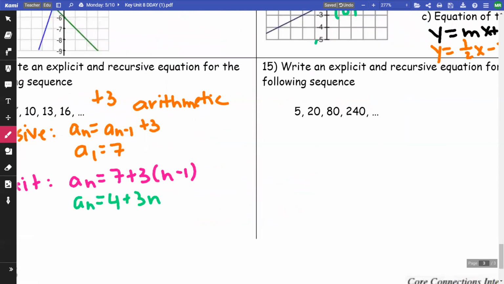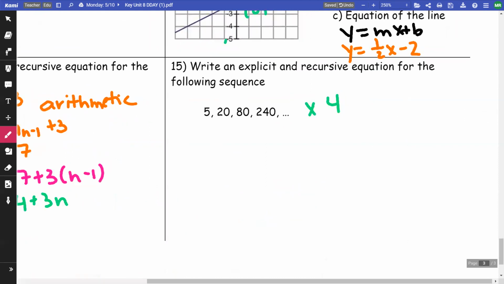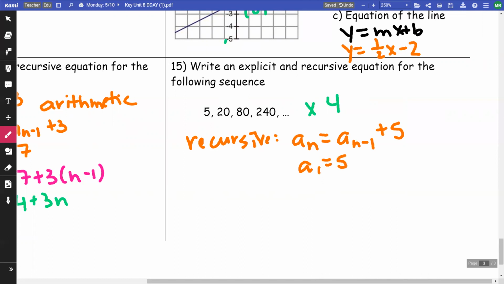And a similar idea for number 15. So on number 15, we are multiplying by 4. So for my recursive, we're going to do a sub n is equal to a sub n minus 1 plus 5, and that is when my a1 is 5.